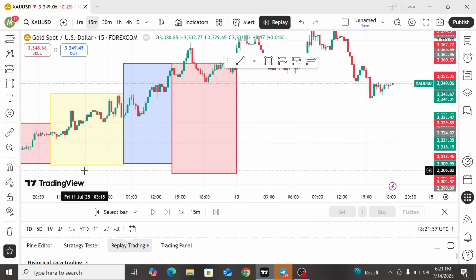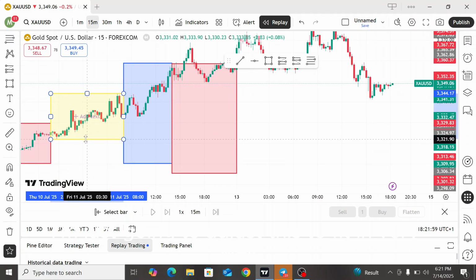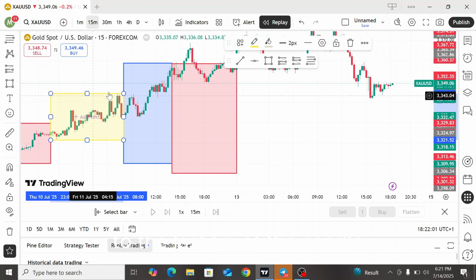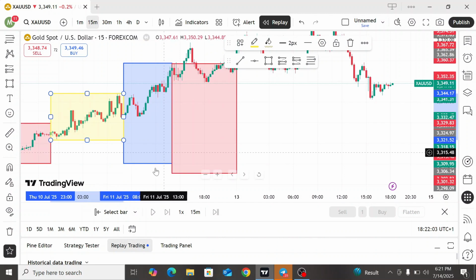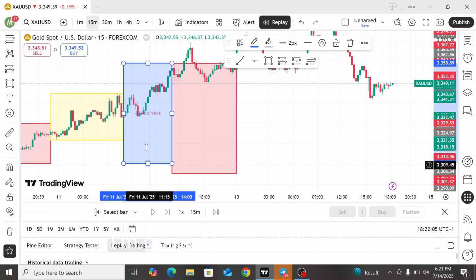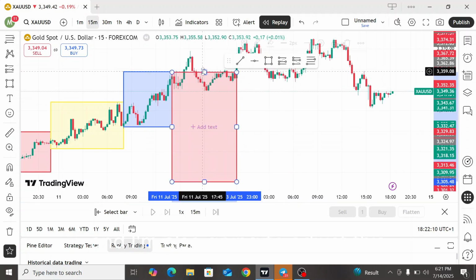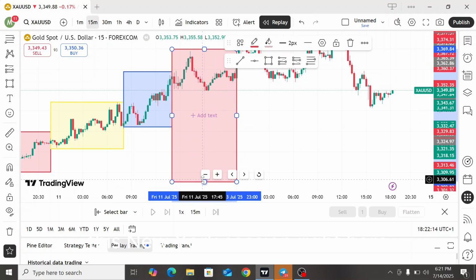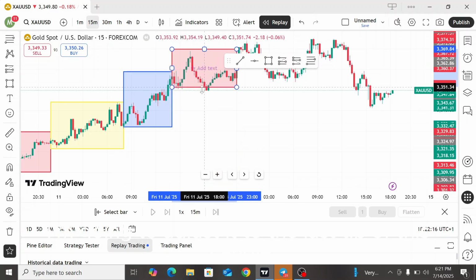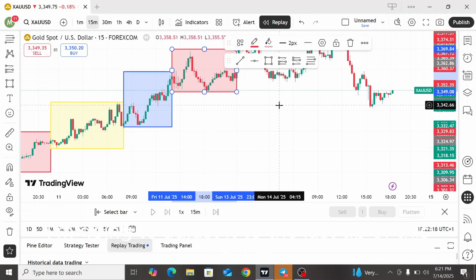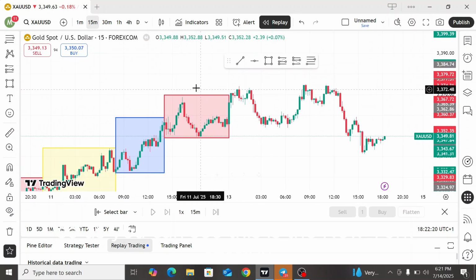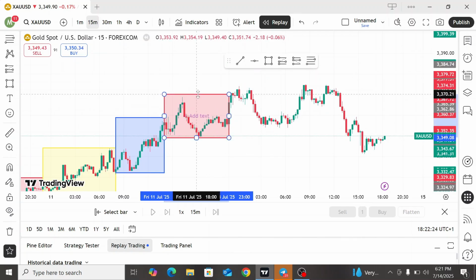Now, I'm just going to adjust this to fit very well to the last tip of the candle. I'm going to adjust this also to the last tip of the candle, and I'm also going to adjust this New York session right here to the last tip of this candle. So as you can see, this is the New York session.